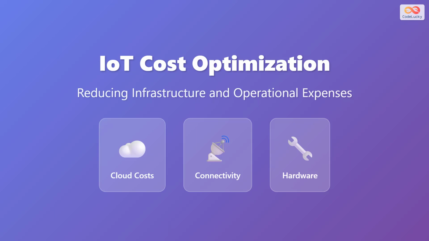Welcome to this comprehensive guide on IoT cost optimization. In this presentation, you'll learn practical strategies for reducing infrastructure and operational expenses in your Internet of Things deployments. The three main areas where costs accumulate in IoT systems are cloud infrastructure, connectivity services, and hardware investments. By understanding and optimizing these core components, you can significantly reduce your total cost of ownership while maintaining system performance and reliability.